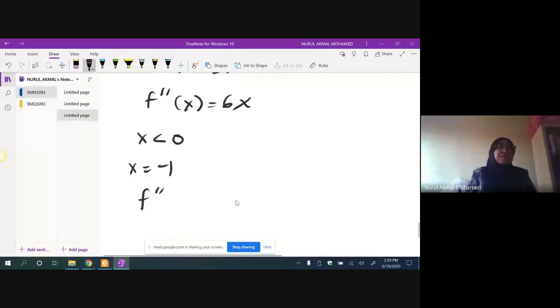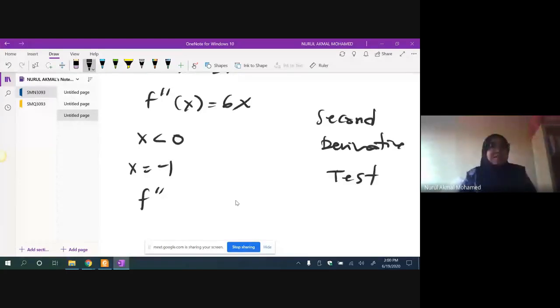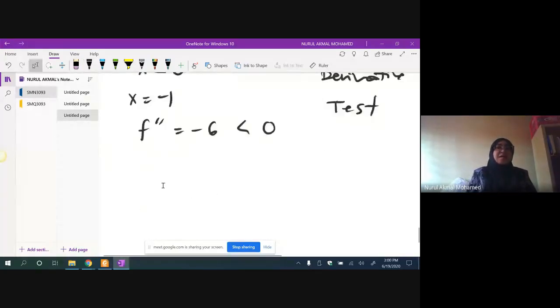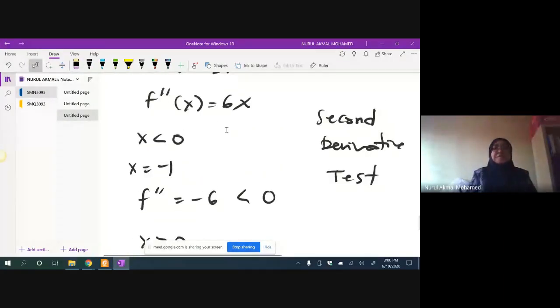This is called the second derivative test. Before was the first derivative test. Okay, so f double prime is equal to negative 6, which is less than 0. Okay, and then for x greater than 0, let's choose x equal to 1, f double prime is equal to 6, which is positive.